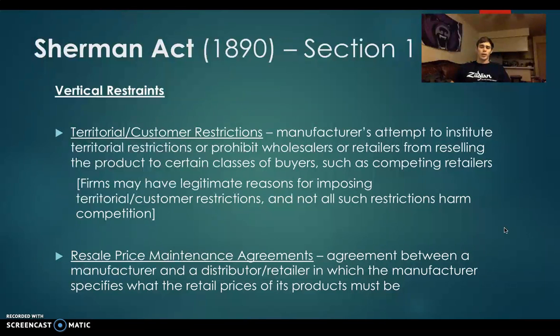That way, their retailers and their distributors have to charge the same price. This seems to benefit the retailer a little bit more than the manufacturer, in my opinion. But what do I know?